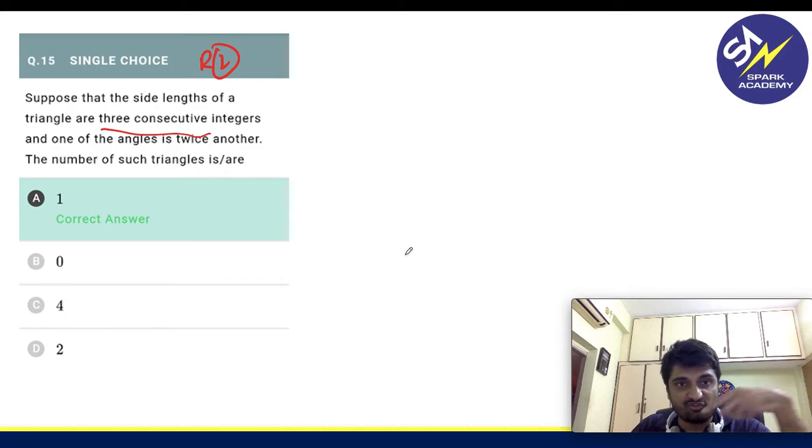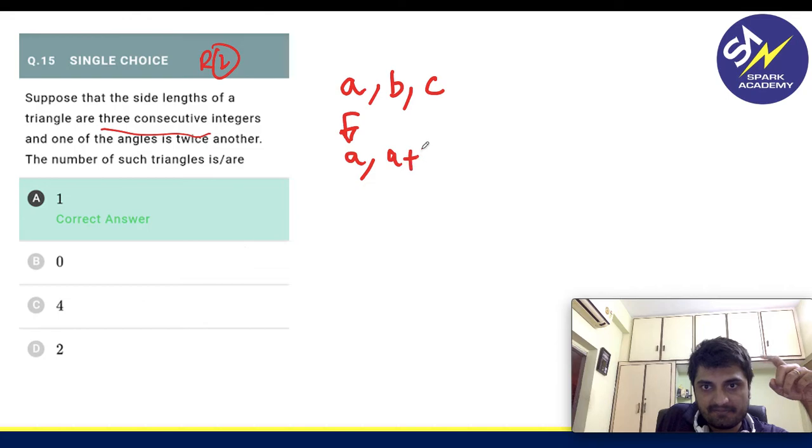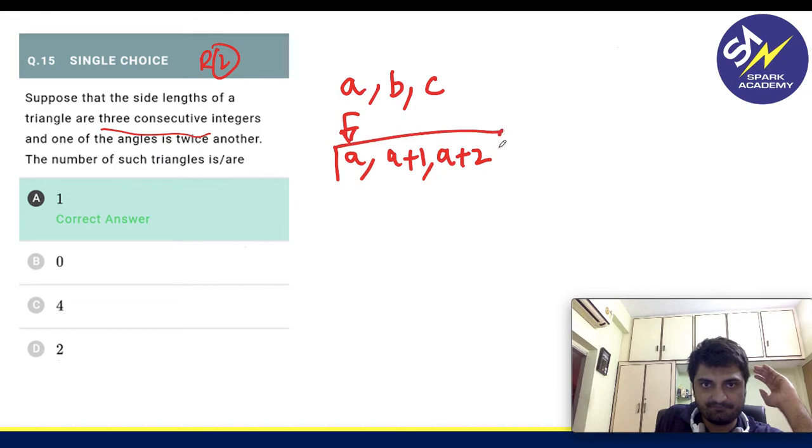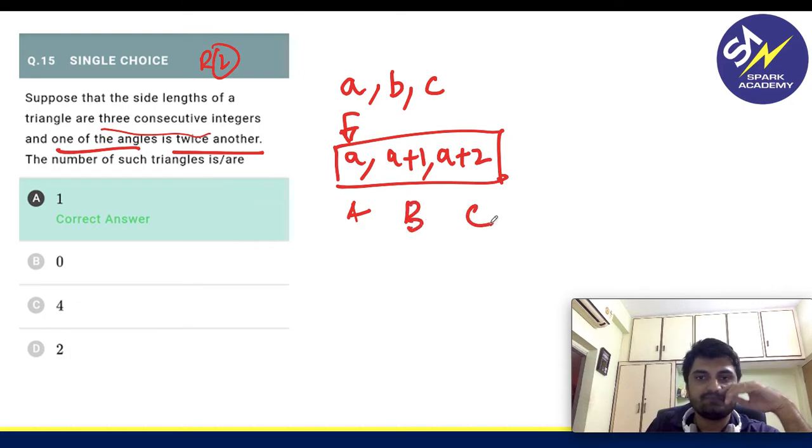So you need to use the sides formula. I will call the sides a, b, c. The sides are consecutive integers, right? So I will call them a, a plus 1, a plus 2. These are my sides. Now angles, what is he saying? One of the angles is twice the other. If I call them capital A, capital B, capital C, can I say B is 2 times A, or C also you can take as 2 times A, anything. I am taking B as 2 times A.